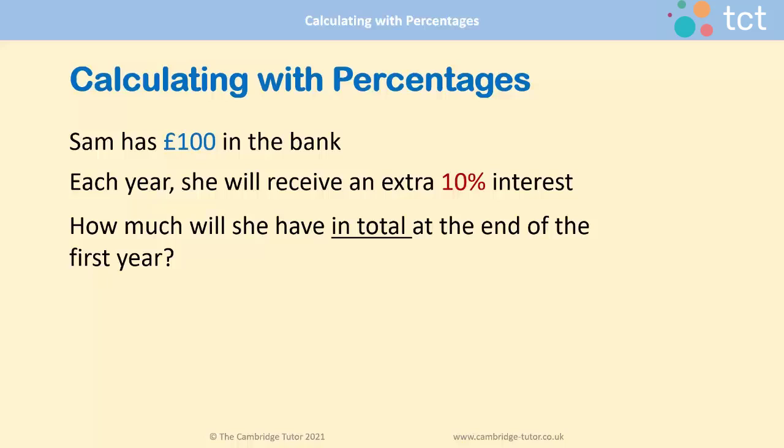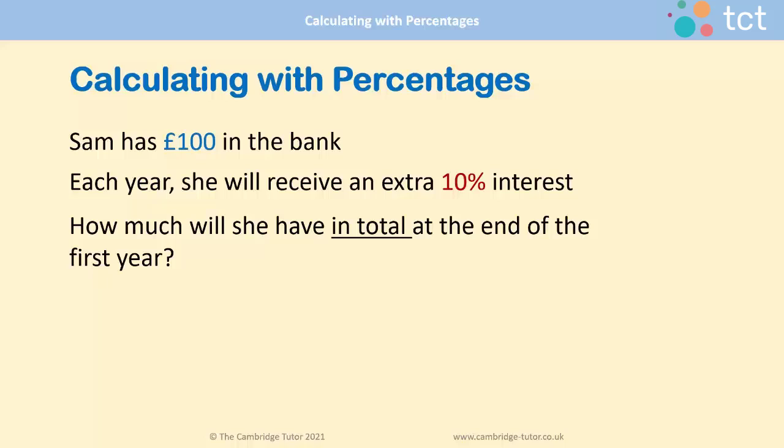Using some easier examples where we're adding interest. These aren't compound, it's just to show you how you would key these in on the calculator. Sam has £100 in the bank. Each year she will receive an extra 10% interest. How much will she have in total at the end of the first year?